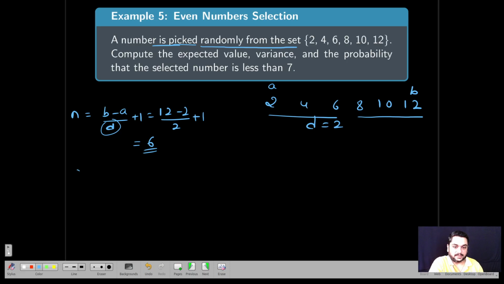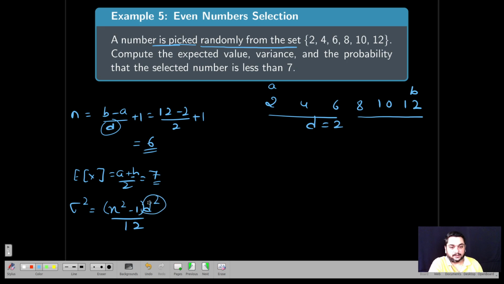Okay. Now, what is the expected value? It is always the same, A plus B by 2. That is 14 by 2, which is 7. Now, sigma square, the variance. This is very important. It is n square minus 1, times D square, divided by 12. If this is not there, then you will get a wrong answer. But I have given this derivation. What is n square? n square is 36, minus 1 is 35, by 12. What is D square? 4. So this is 35 into 4 divided by 12. So that is the answer, 140 by 12.